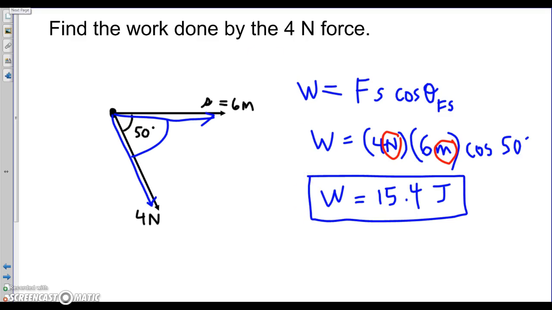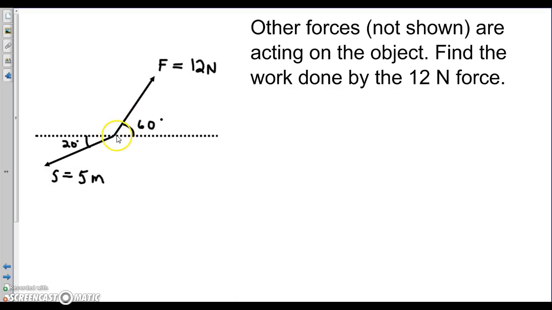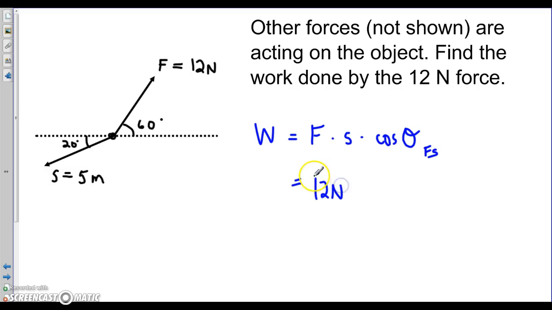Let's take another scenario. Here's the other scenario. We've got an object which is being pushed by, among other forces, a 12 Newton force right here. There are other forces, and the other forces, in combination with this one, cause the block to move like this. We have to find the work done by this one force, ignoring all the other forces. So the work is equal to the force times the distance times the cosine of the angle between them. The force, of course, is 12 newtons. The distance the object travels is 5 meters.